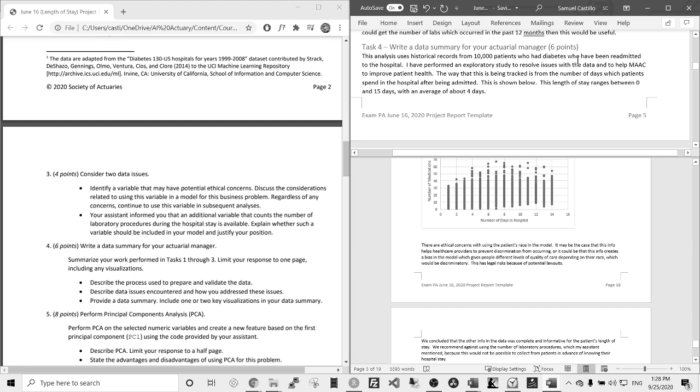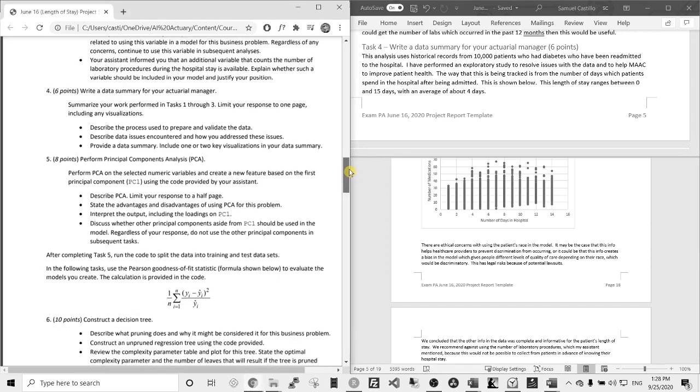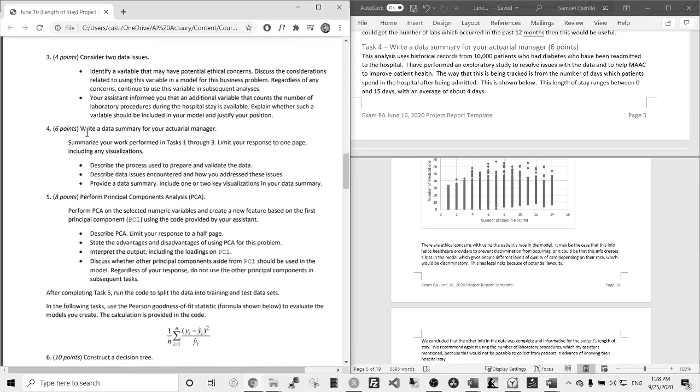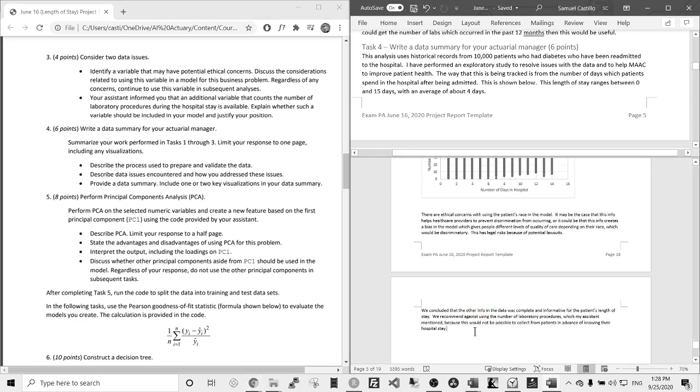Write a data summary for your actuarial manager. It's important here not to repeat what you said before, because they specifically say not to do that. So the project statement said, write a data summary for your manager and then summarize your response. So you could just provide commentary on what you did. So we sent our actuarial manager a summary of all of the data steps. You can review this information with them to follow up on any of the above steps.